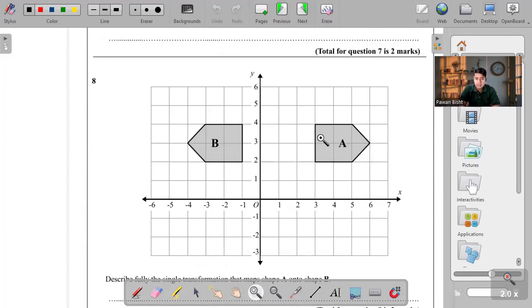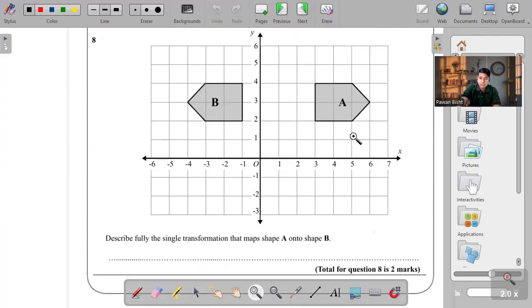Question number 8 says: describe fully the single transformation that maps shape A onto shape B. Now, this is shape A and this is shape B. Count how many blocks are there in between. 1, 2, 3, 4. So the line which will be the mirror line is exactly between these two shapes.